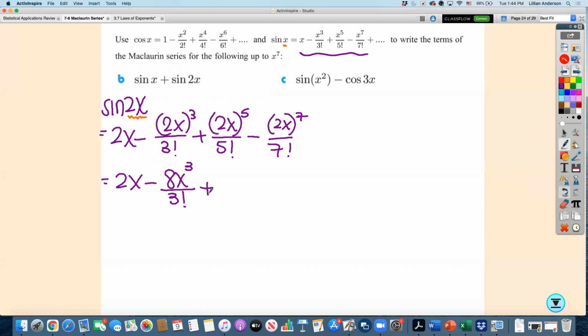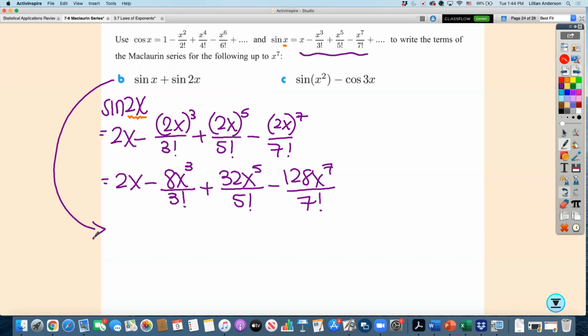What's 2 to the 5th? And 2 to the 7th? So now to get sine x plus sine of 2x, I'm literally going to take all the terms in my Maclaurin series. I'm going to add them with the terms in my sine 2x to get my final answer.